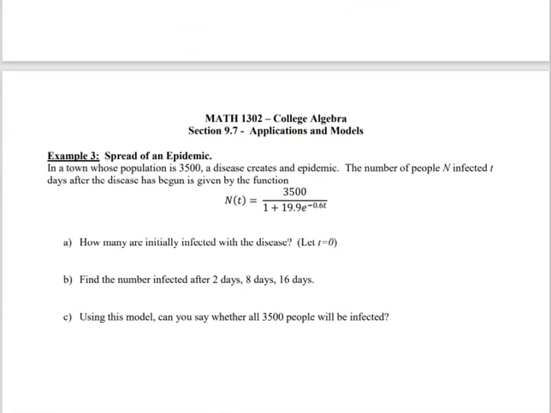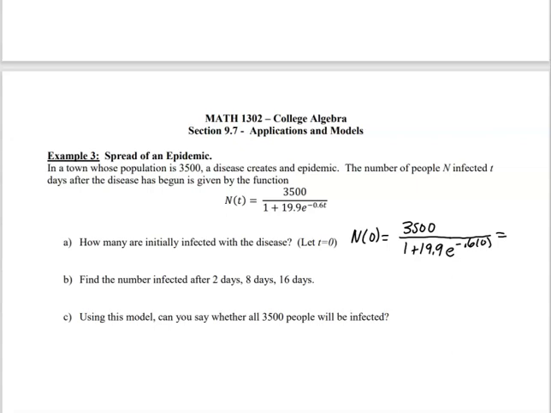Okay, example 3 says, in a town whose population is 3,500, a disease creates an epidemic, and the number of people infected T days after the disease has begun is given by this function. Okay, and so it says how many are initially infected with the disease. So the first time they're just saying, well, let T equal 0. So we would be doing 3,500 on the top, and on the bottom, 1 plus 19.9 times e to the negative 0.6 times 0.